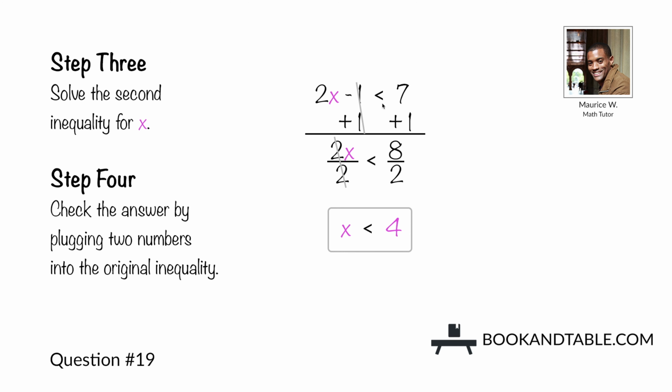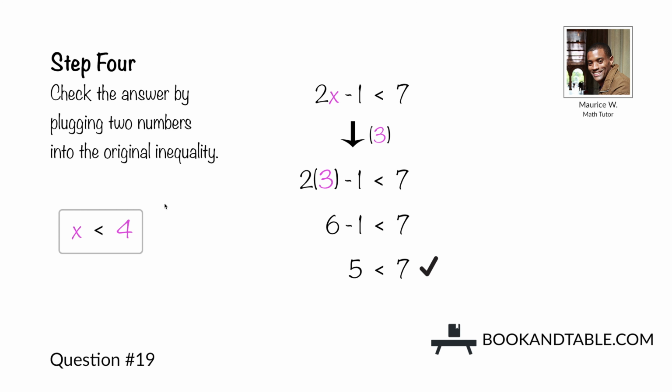2x minus 1 is less than 7. When we do so, we first want to plug in 3 since 3 is less than 4, and that should work. And then we want to plug in 4 since 4 should not work. So when we plug in 3 for x, we get 2 times 3, which is 6. 6 minus 1 is 5, leaving you with the true statement, 5 is less than 7.